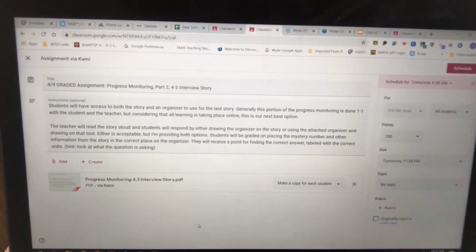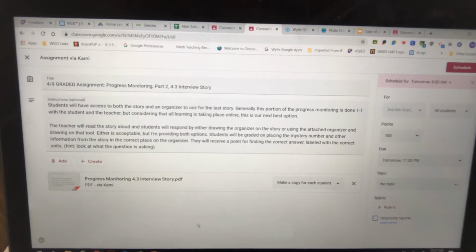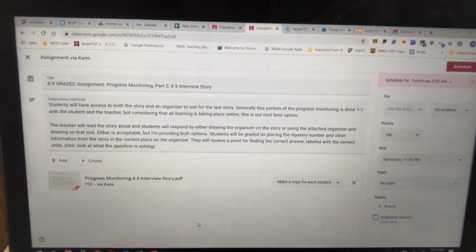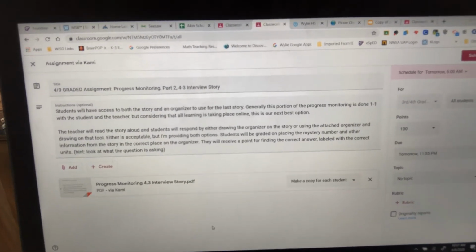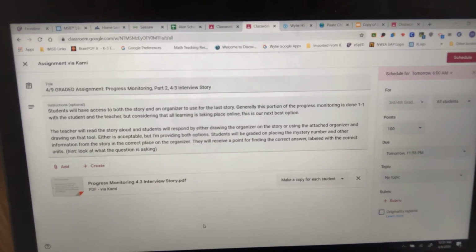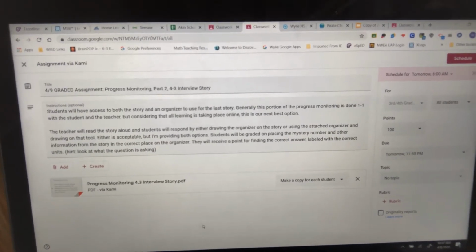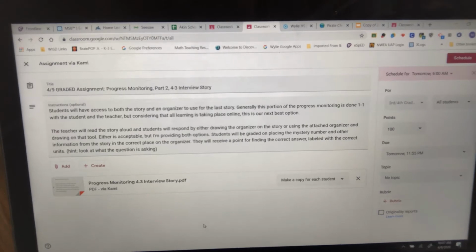Welcome to part 2 of progress monitoring, which is our interview story that we usually do one-on-one. But because we're not in school, that's not going to be feasible at this time, which means we are going to do our very best to handle this online, but I think it's going to work very well. You all have done such a good job using Kami. I think this is going to work.